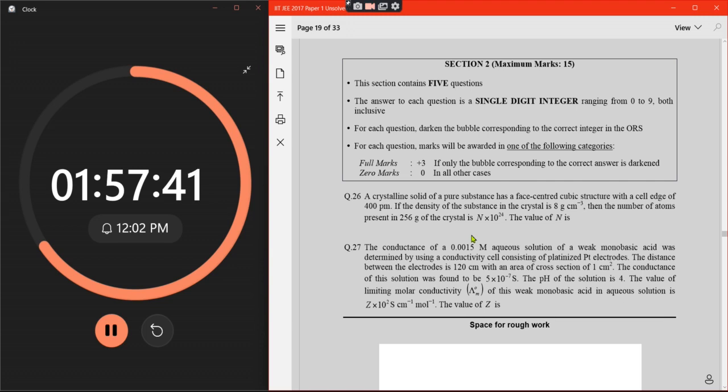Okay, that's awesome. It's like 4 times this guy, of course. So just 2 times 10 power 24. So n is just 2. Question 26, answer 2.